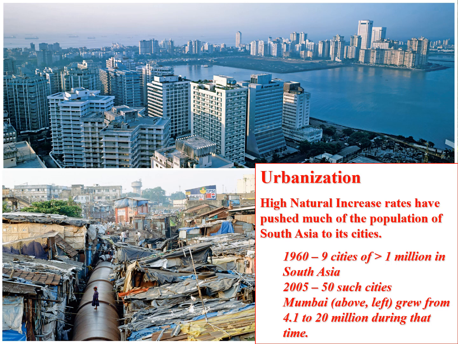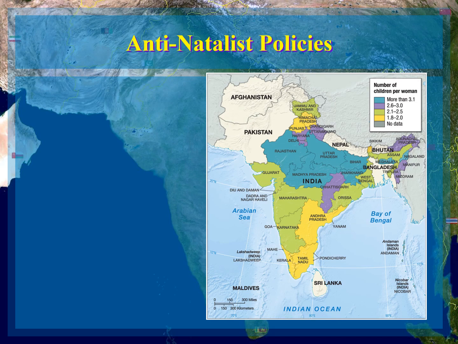And then again, that forces people moving into the city. So that urbanization that I mentioned before. So by 2005, there's 50 cities that are greater than 1 million in South Asia. So as I said before, Mumbai growing from 4.1 to 20 million in a 45-year span. So quickly urban. As a result, India put in place anti-natalist policies.